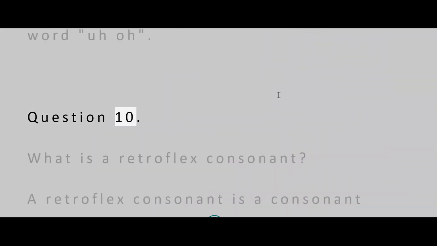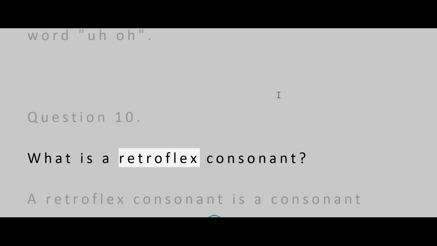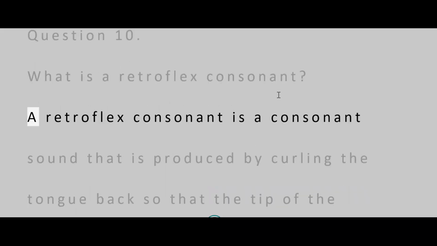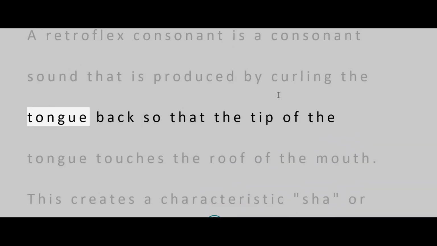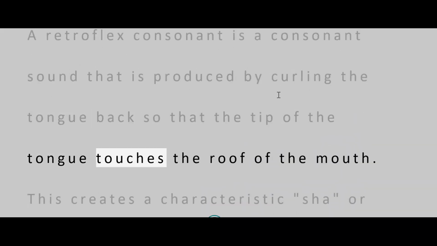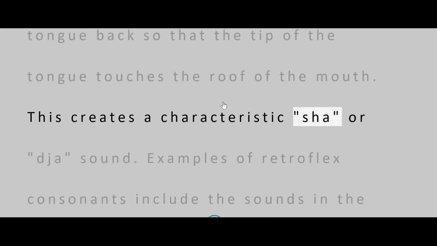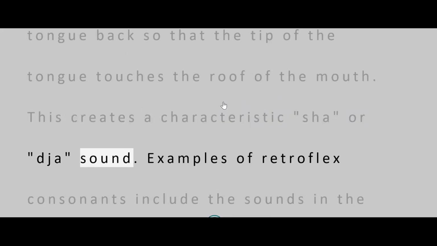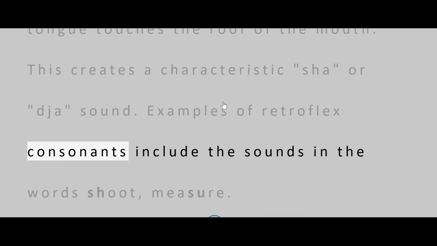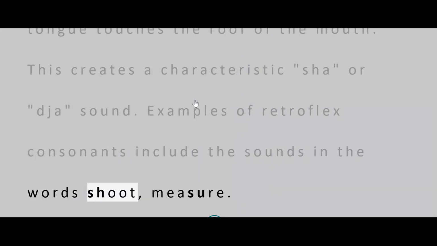Question 10. What is a retroflex consonant? A retroflex consonant is a consonant sound that is produced by curling the tongue back so that the tip of the tongue touches the roof of the mouth. This creates a characteristic sha or ja sound. Examples of retroflex consonants include the sounds in the words shoot, measure.